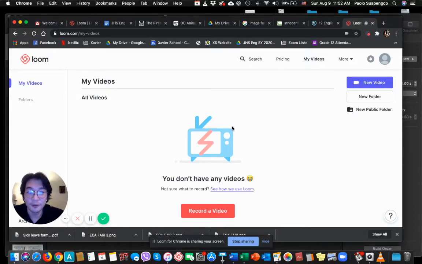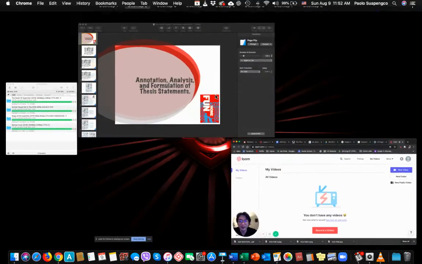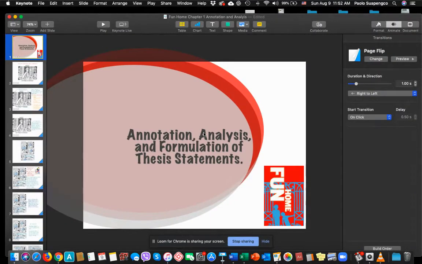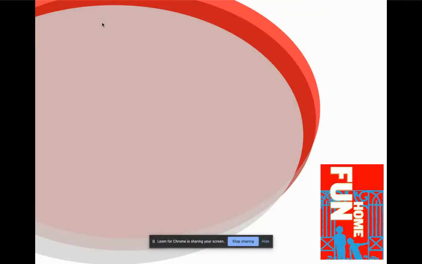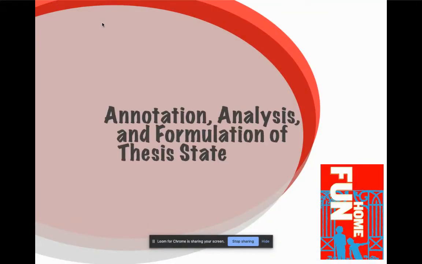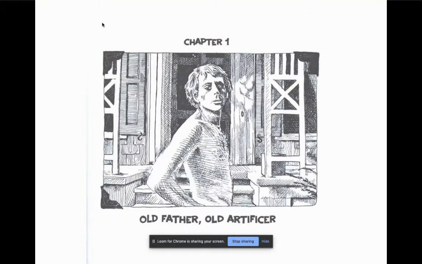Hello everyone. So this is my demonstration on how to annotate and analyze a chapter in Fun Home. And in doing so, would lead you to the formulation of a thesis statement for that chapter. So let's proceed. Let's start with chapter one.